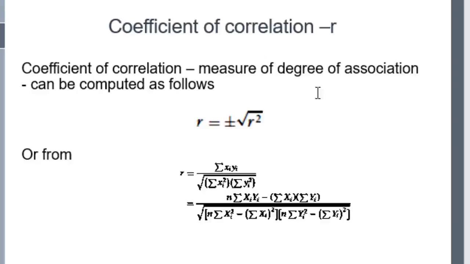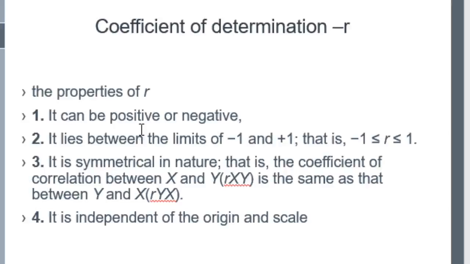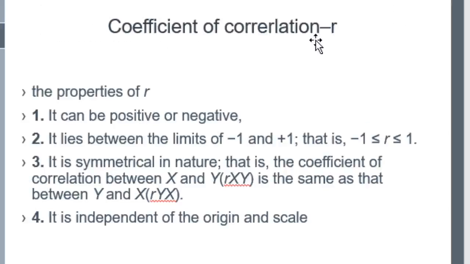Here the coefficient of correlation is given. Coefficient of correlation measures the degree of association, and the square root of R square is the coefficient of correlation R. The properties of the coefficient of correlation are: it can be positive or negative, and it lies between -1 and +1. R lies between -1 and +1, but R square lies between 0 and 1. That is an important point to remember. It is 0 when the independent and dependent variables are entirely independent. If there is a perfect fit, then it is 1. But the coefficient of correlation lies between -1 and +1. It is symmetrical in nature, that is, the coefficient of correlation between x and y, Rxy, equals Ryx. It is independent of origin and scale. These are some of the important properties.